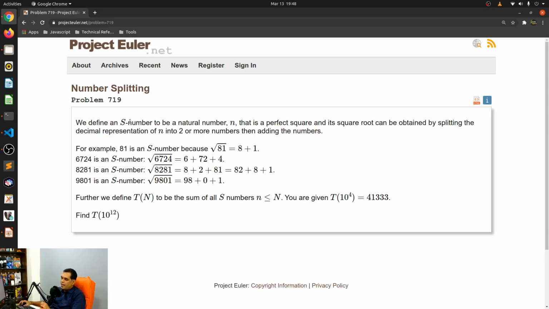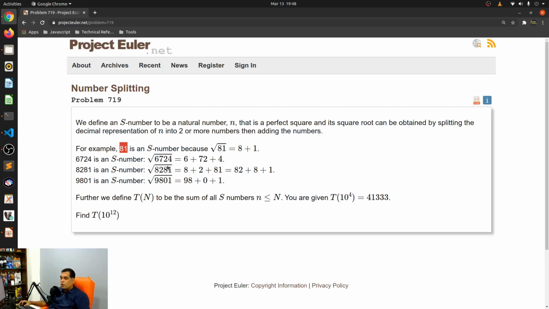We define an S number to be a natural number n that is a perfect square, and its square root can be obtained by splitting the decimal representation of n into two or more numbers and then adding them. So if n is 81, if you split 81 into two digits, 8 plus 1, then it becomes 9, and 9 is the square root of 81. So therefore 81 is an S number.